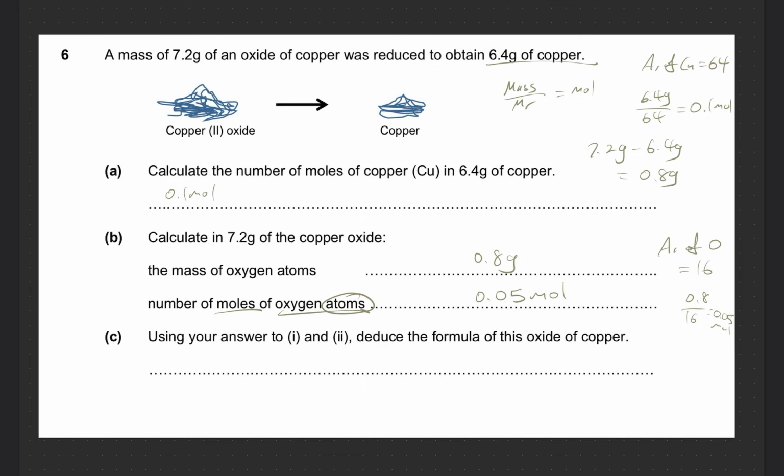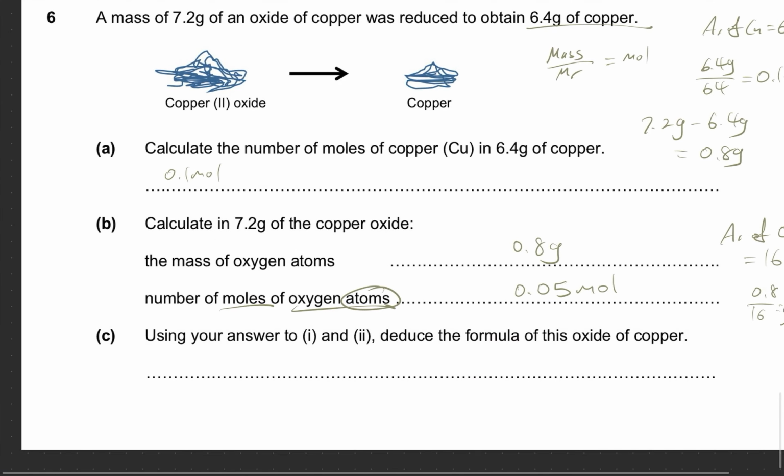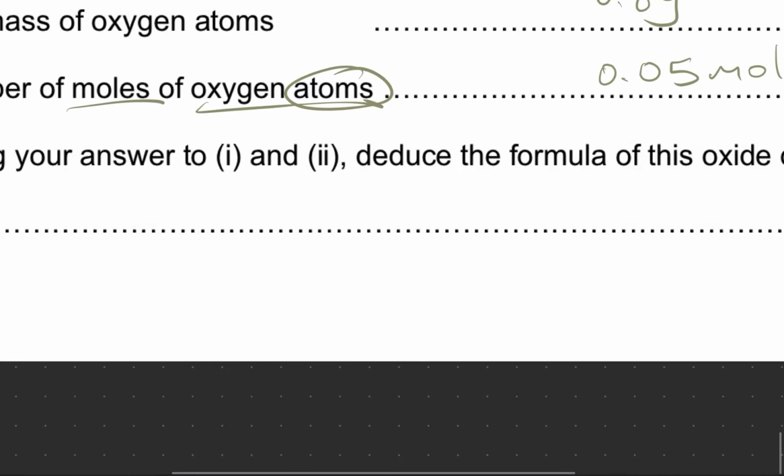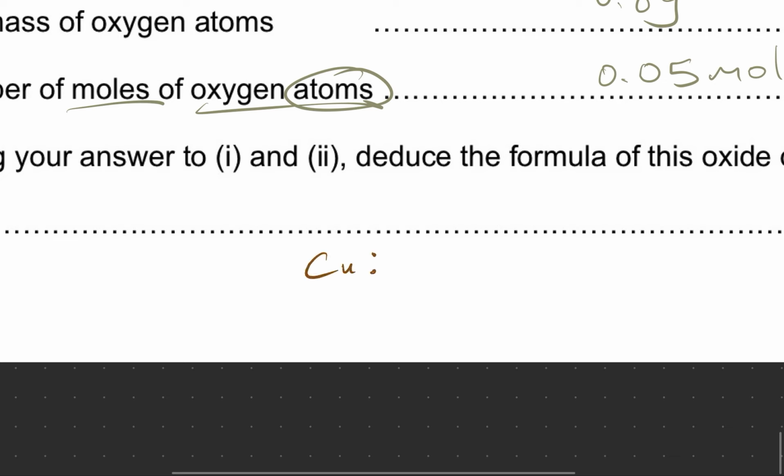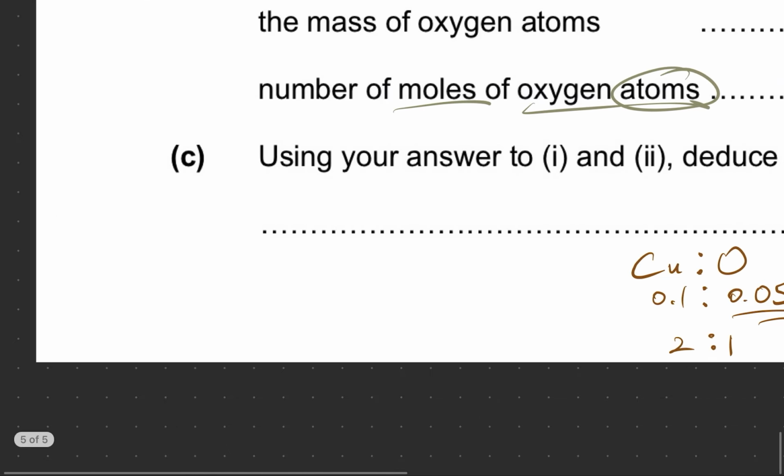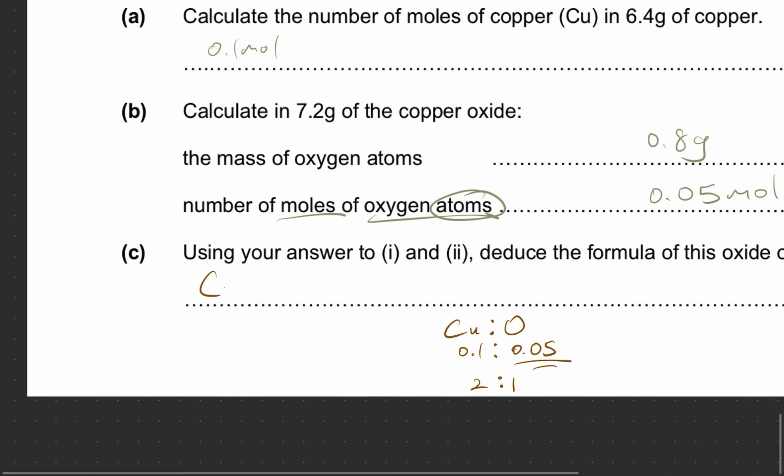Using your answer to part A and part B, you have to deduce the formula of this oxide of copper. Basically we can just use a ratio to help us out. For copper to oxygen, we can compare their moles. For copper, it is 0.1 mole. For oxygen, it is 0.05. So we divide both sides by the smallest number, which is 0.05. So we'll get 2 to 1. So our formula will be Cu2O. And there you go.